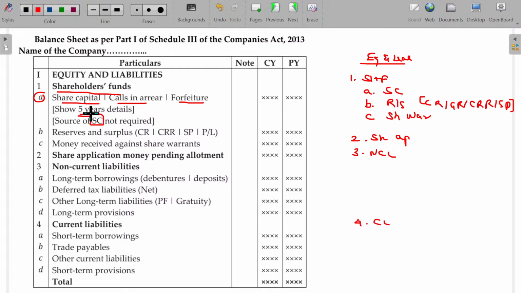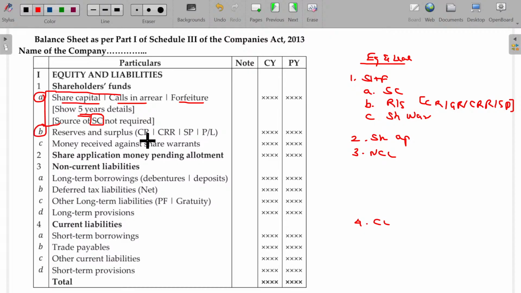So for the share capital, you say that you issued 1 lakh shares for rupees 10 lakhs. I collected 10 lakhs rupees. Don't show who has paid the 10 lakhs rupees and all. So that source is not required. Hope you'll now be able to understand the first block.